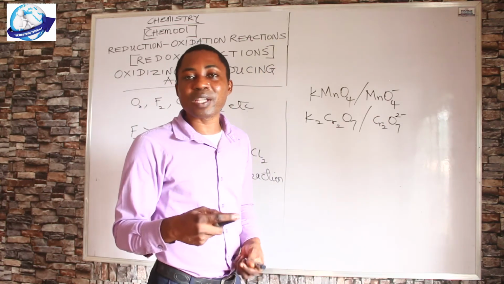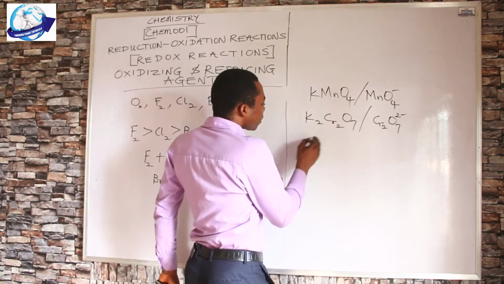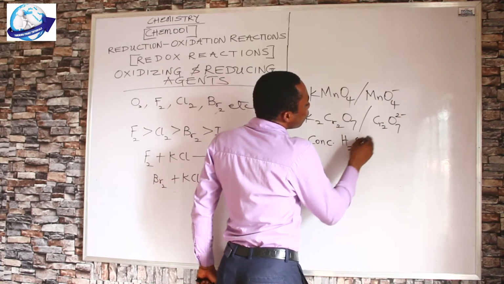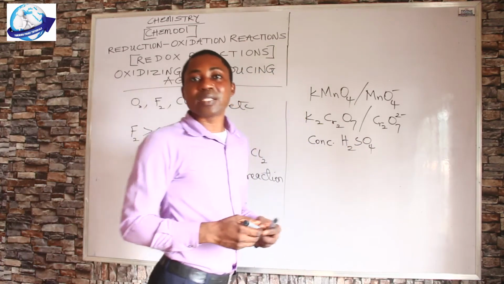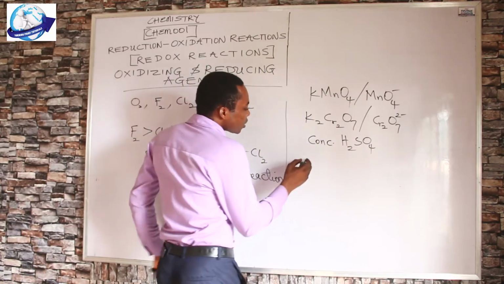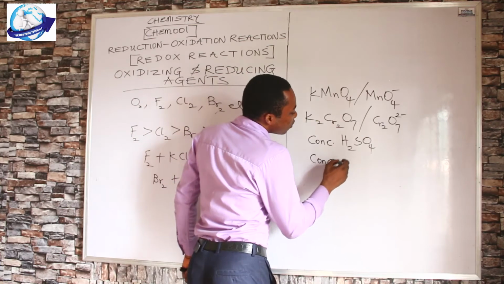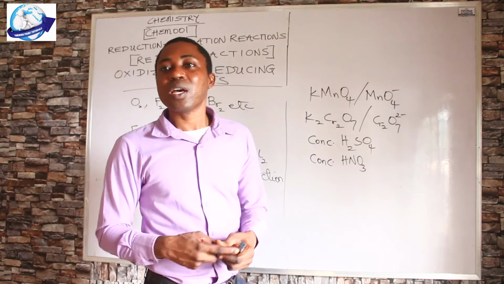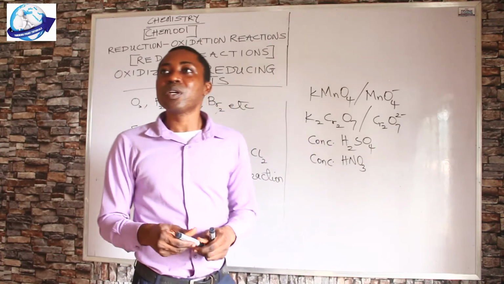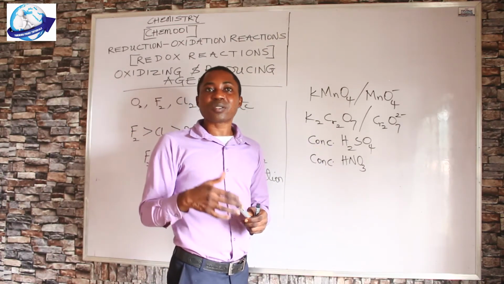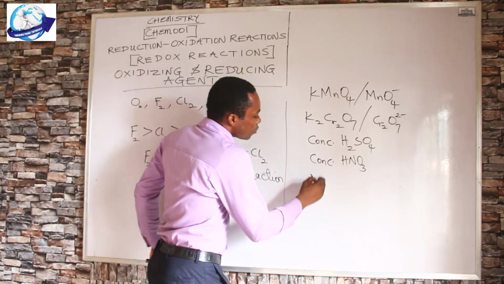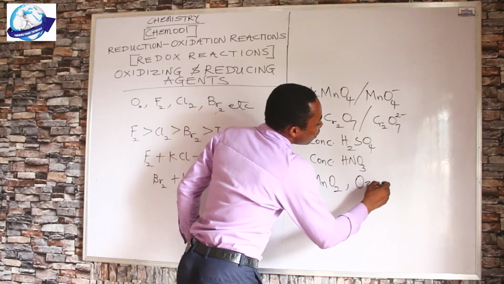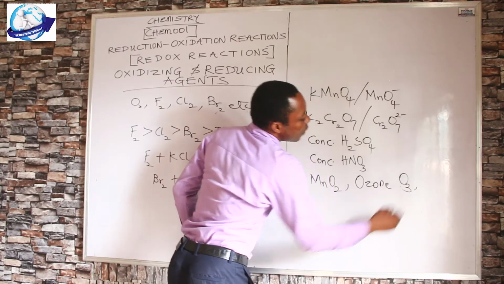Then you also have more examples like concentrated H2SO4, the concentrated tetraoxosulfuric(VI) acid, and concentrated HNO3, which are examples of oxidizing agents. Other examples are MnO2, manganese(IV) oxide. We also have ozone, which is O3. Ozone is an example of an oxidizing agent.